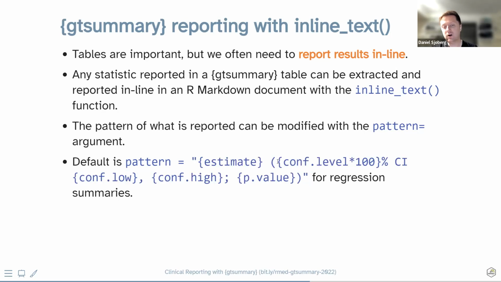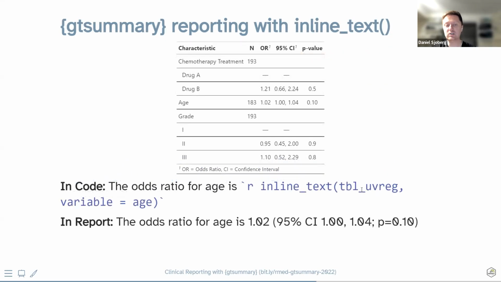So by default, inline text for a regression model is going to give you the estimate, that's the odds ratio, the confidence level with a lower bound and the upper bound of the confidence interval, and the p-value. All right, so let's see it in action.